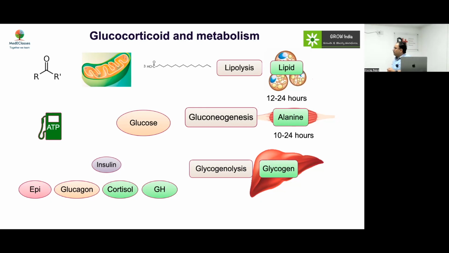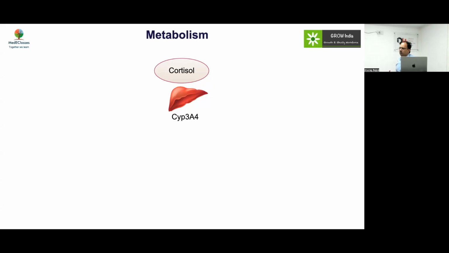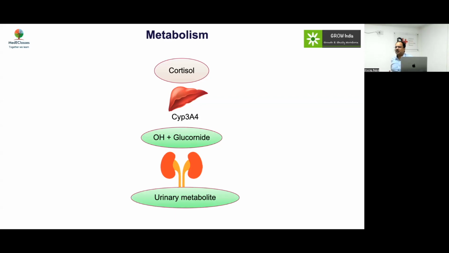Now, of course, you will have other effects on lipid metabolism. So hyperglycemia, fat deposition. This metabolic pathway involves the enzyme CYP3A4, which is again a P450 group of enzymes, which produces hydroxides and glucuronides, which are then excreted via the kidneys. So if you have renal dysfunction, your urinary metabolites will not be appropriately excreted.